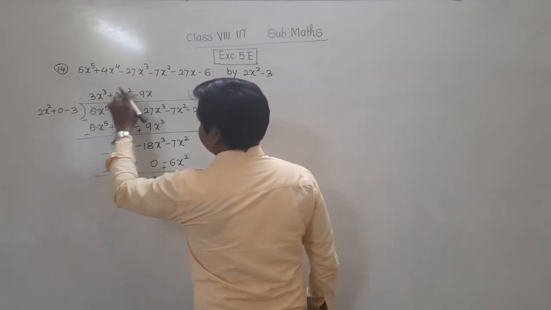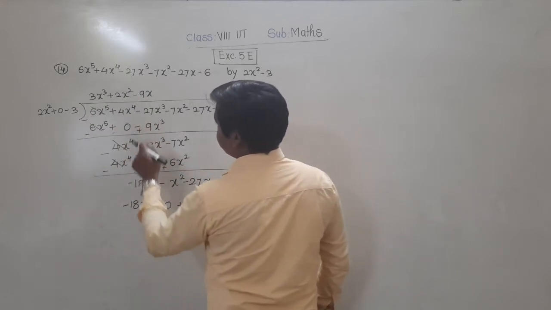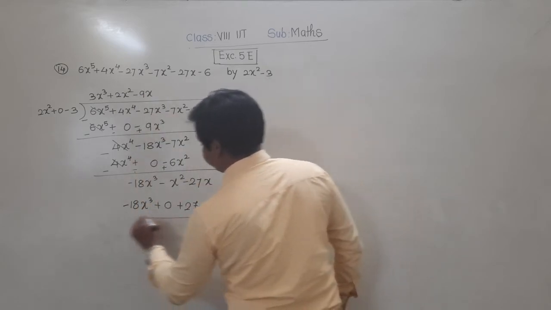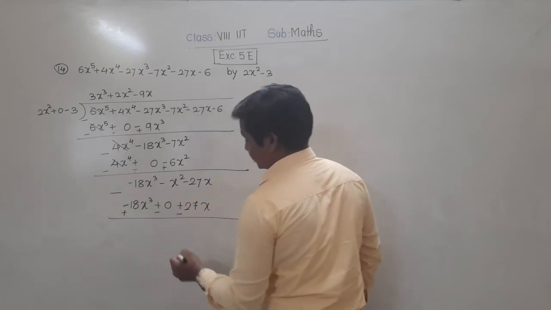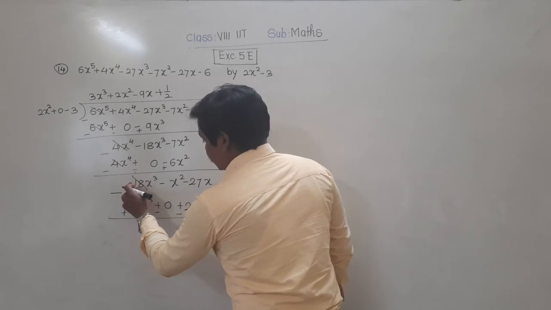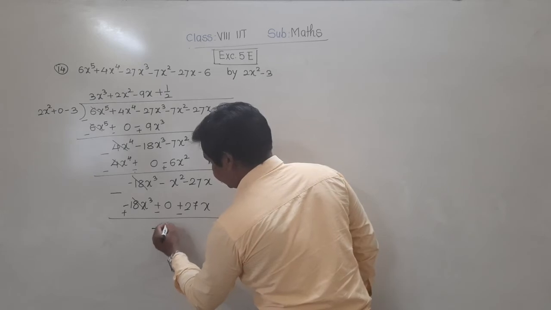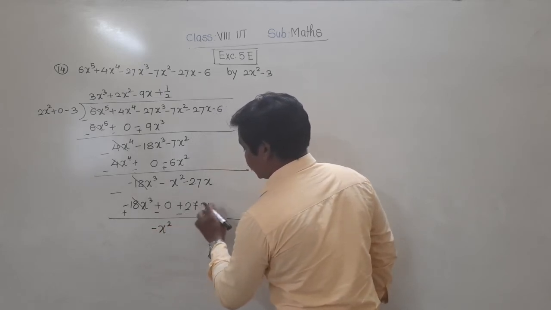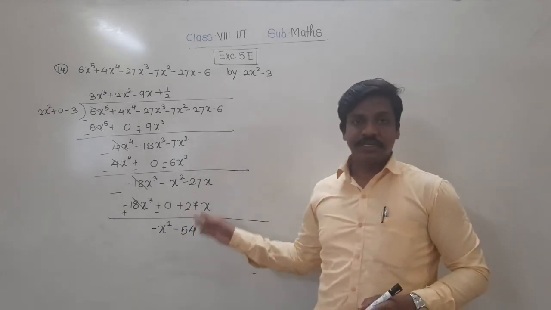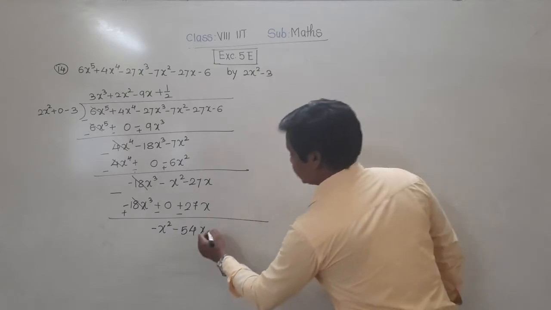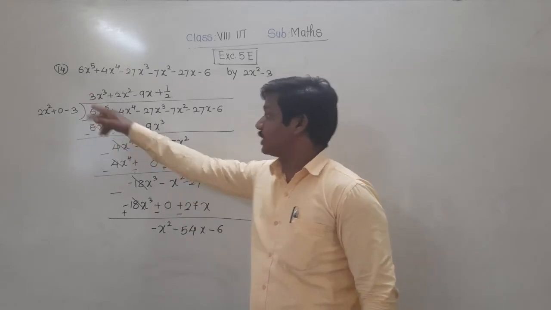Minus minus plus, 9 3s are 27 and x. Okay, subtract. Due to this subtraction sign, this will become plus, minus, minus. Now see, minus x square minus 7 is minus x square, and minus 27x minus 27x is minus 54x. Both are negative, so there will be addition and a minus sign to the answer. Now minus 6 bring down. Understood till this?